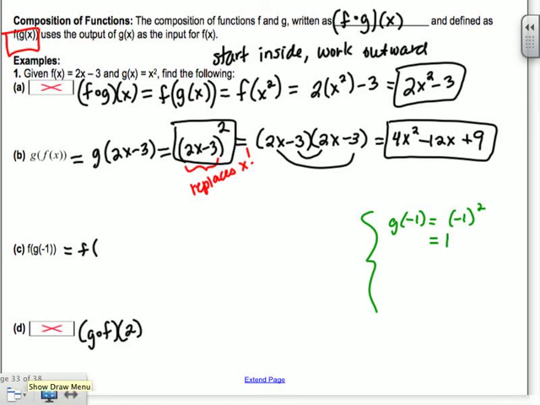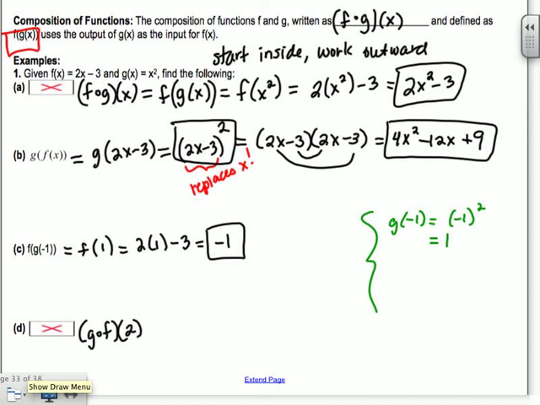So that means I have f of, well, g of negative 1 was 1. So f of 1. And now you guys know how to find f of 1, so what's f of 1? Negative 1, right? You plug it in. So you'd have 2 times 1 minus 3, so you get negative 1. You just go to your f function and plug in 1.